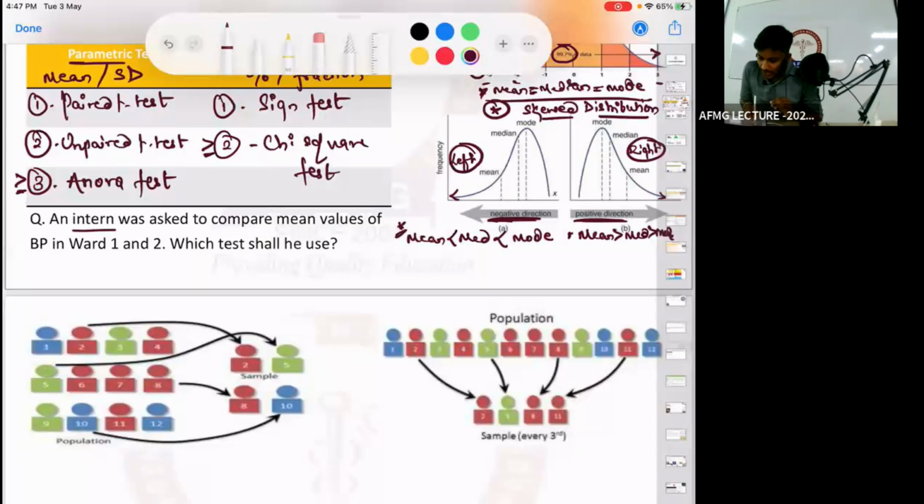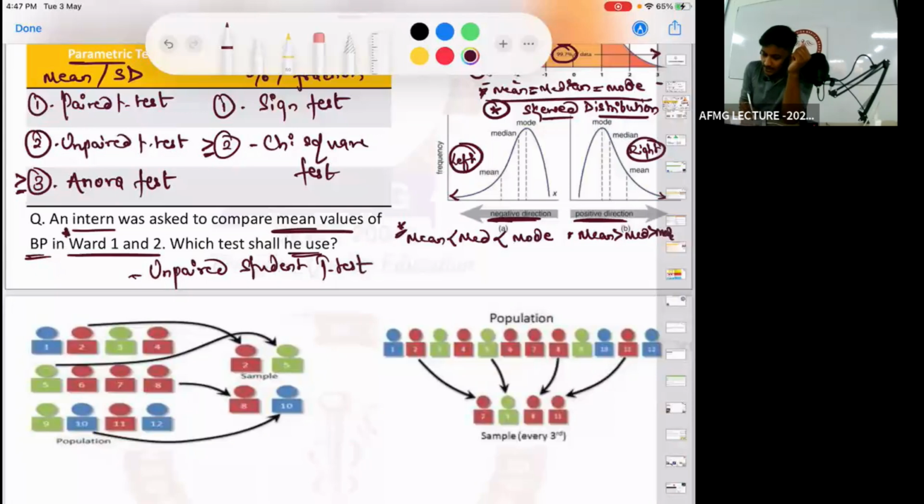An intern was asked to compare mean values of blood pressure in ward 1 and ward 2. Which test shall he use? Shabash. So he was asked to compare mean values, so it would be parametric test. In how many groups? Ward 1 and ward 2 means 2 groups. So it should be an unpaired student t-test. No issues with this now? Done with this? समझ गए फंडा अभी solve कर पाओगे?